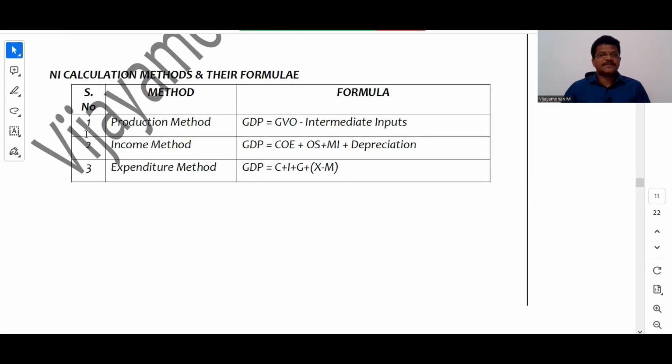Right, so basically in a tabular format lo, so the calculation methods and their formula డిస్టిల్ చేస్తే మనకి 3 calculation methods లో ప్రొడక్షన్ మెథడ్ లో ఫార్ములా ఏంటంటే జీడిపి ఈజ్ ఈక్వల్స్ టు గ్రాస్ వాల్యూ అవుట్పుట్ మైనస్ ఇంటర్మీడియట్ ఇన్పుట్. సో ఈ ప్రొడక్షన్ మెథడ్ ఆర్ వాల్యూ యాడెడ్ మెథడ్ లో గ్రాస్ వాల్యూ అవుట్పుట్ నుంచి మనకి ఇంటర్మీడియట్ ఇన్పుట్స్ చేస్తే జీడిపి వస్తుంది.